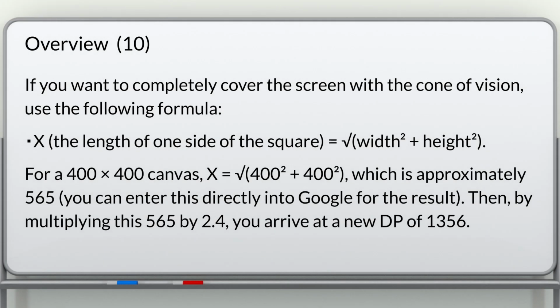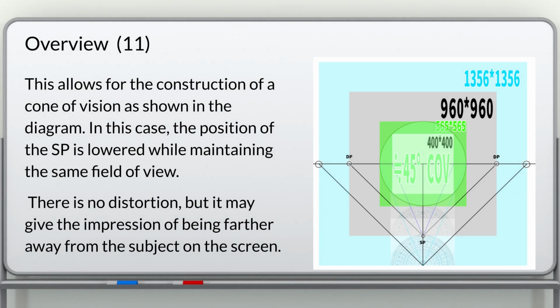If you want to completely cover the screen with the cone of vision, use the following formula: x equals square root of width squared plus height squared. For a 400 times 400 canvas, x equals square root of 400 to the power of 2 plus 400 to the power of 2, which is approximately 565. Then, by multiplying this 565 by 2.4, you arrive at a new dp of 1356. This allows for the construction of a cone of vision as shown in the diagram.